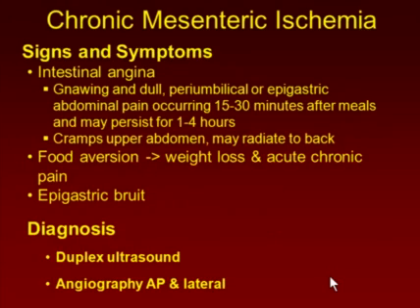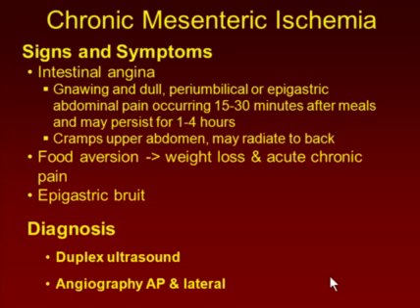Signs and symptoms of chronic mesenteric ischemia can include a gnawing and dull periumbilical or epigastric pain. It usually is occurring postprandially after meals and may persist for 1 to 4 hours. These patients develop a food aversion because food is what is causing their pain. They don't want to eat. They have significant weight loss and may get cramps in the abdomen that radiate to their back. Many times they have an epigastric bruit.